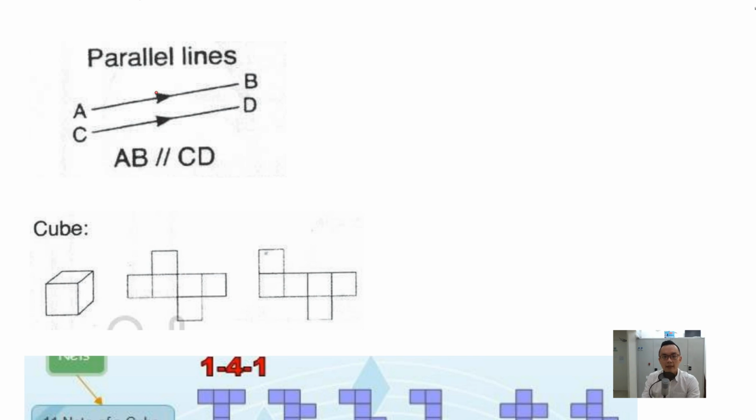Parallel lines are signified by an arrow on it. So this arrow represents parallel lines. So AB is parallel to CD. What this means is that the two lines will never meet. Okay, some more, if you have another line like this, then you can say certain things about the angles here, here, and here.